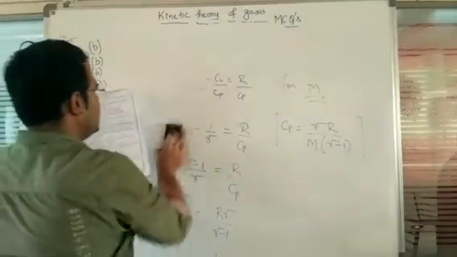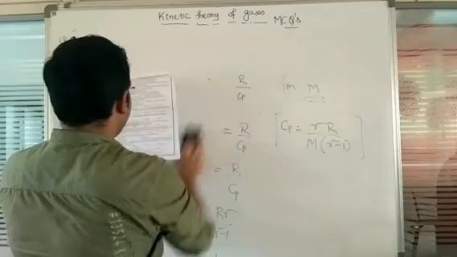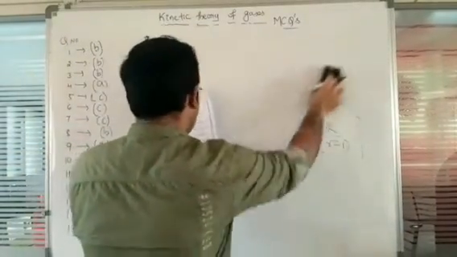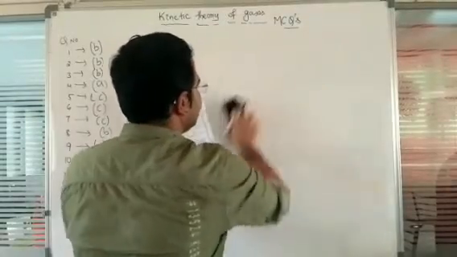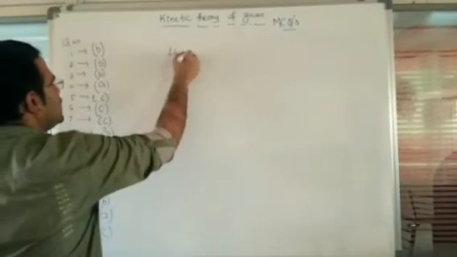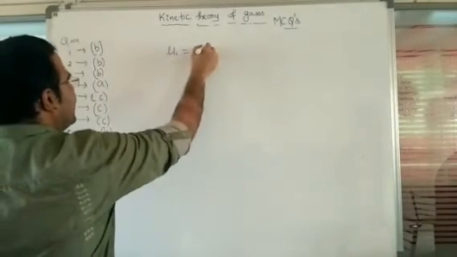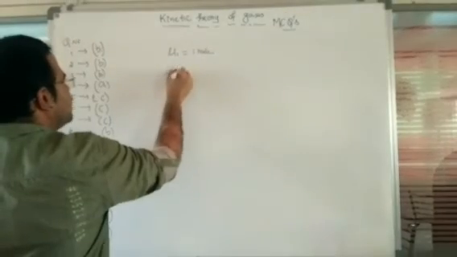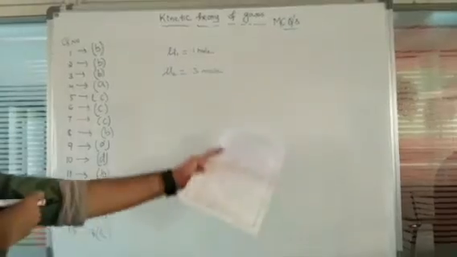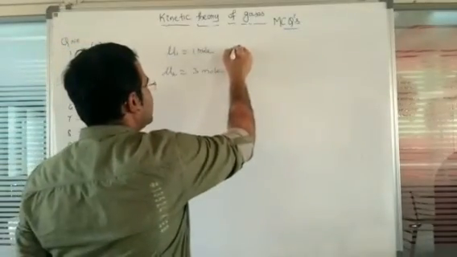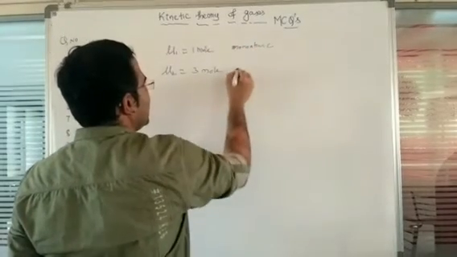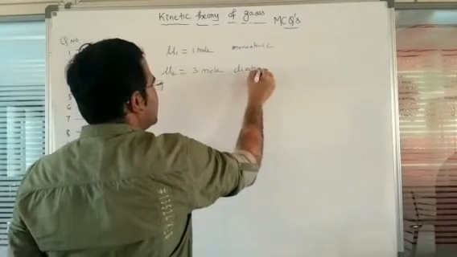Next. Now the question is: 1 mole of a monoatomic gas is mixed with 3 moles of a diatomic gas. So mu1 is equal to 1 mole, and it is mixed with 3 moles of diatomic gas. So 1 mole corresponds to the monoatomic gas and 3 moles corresponds to the diatomic gas.